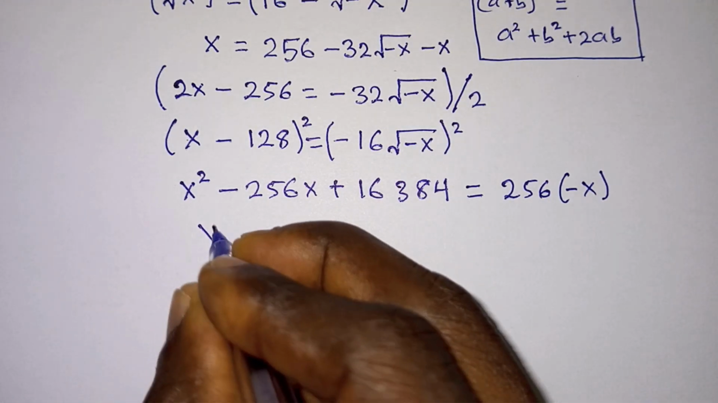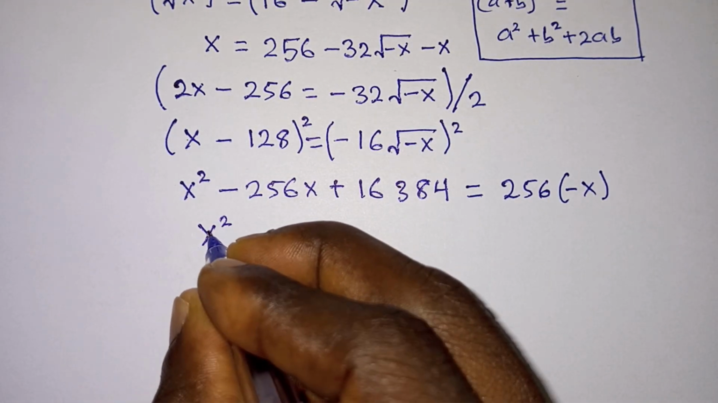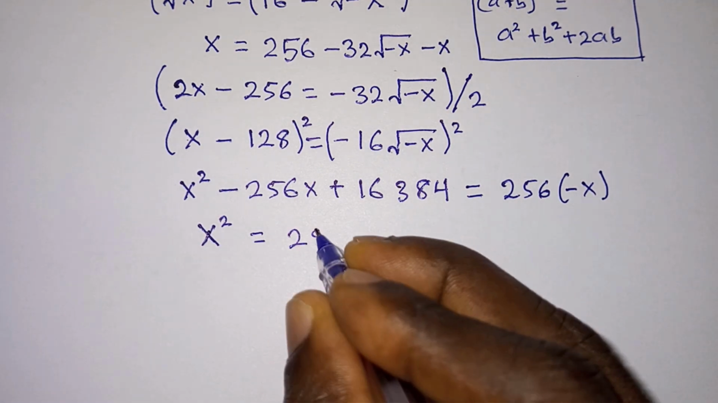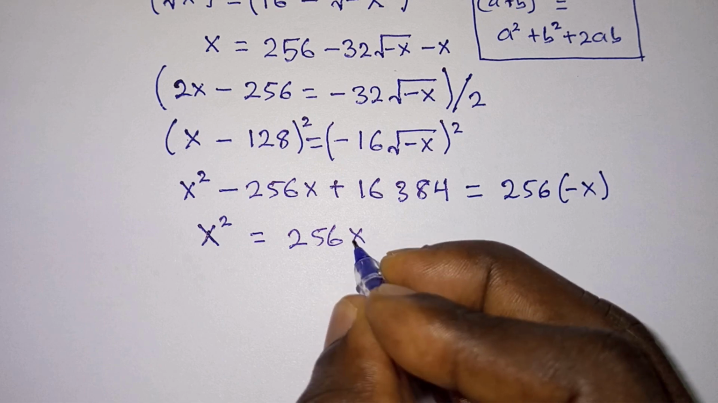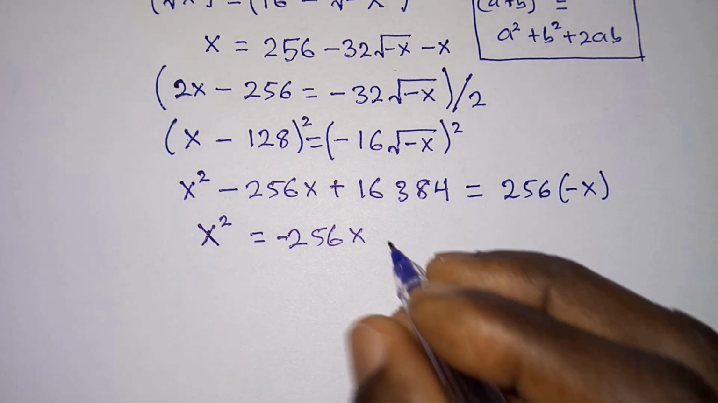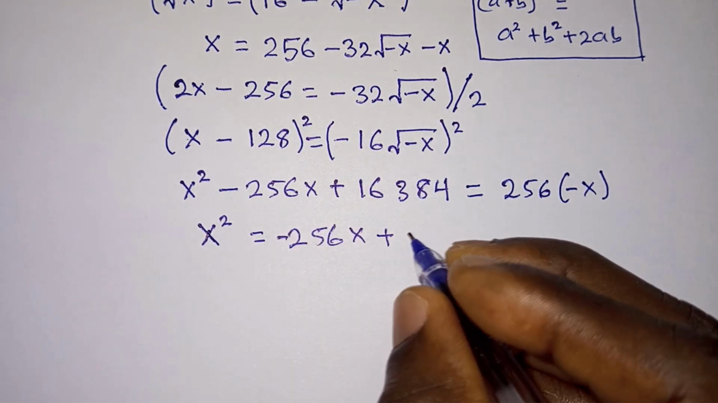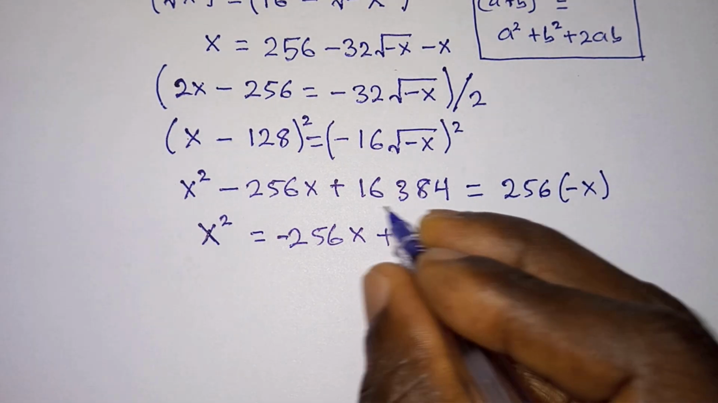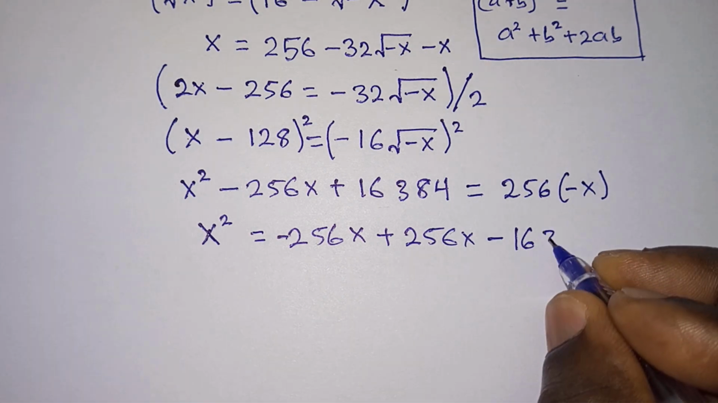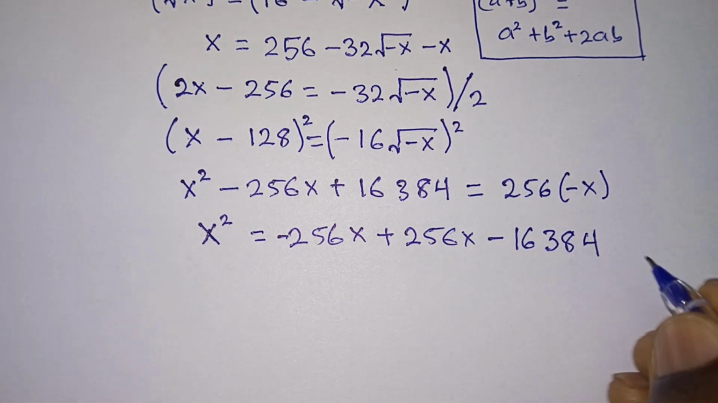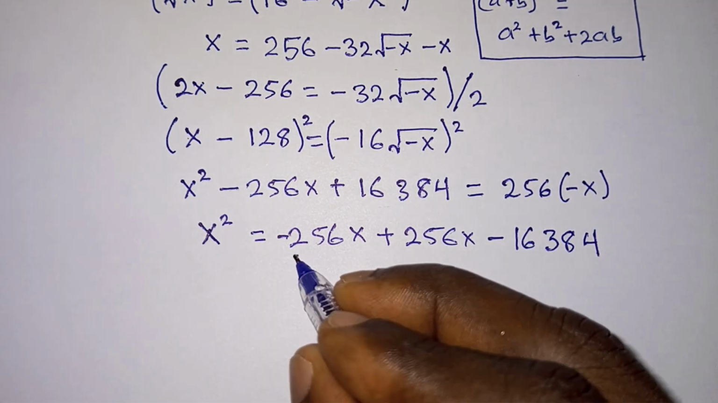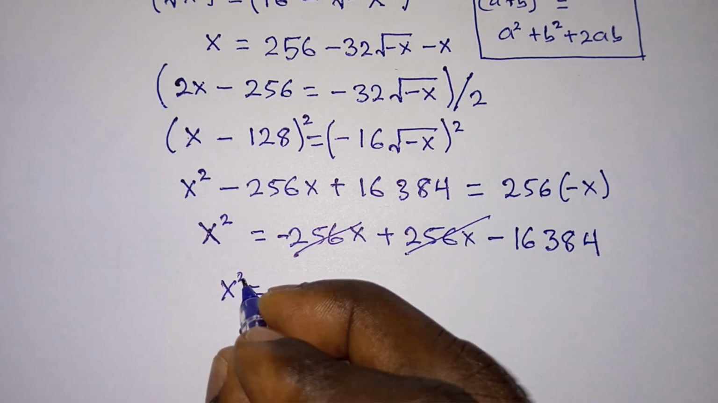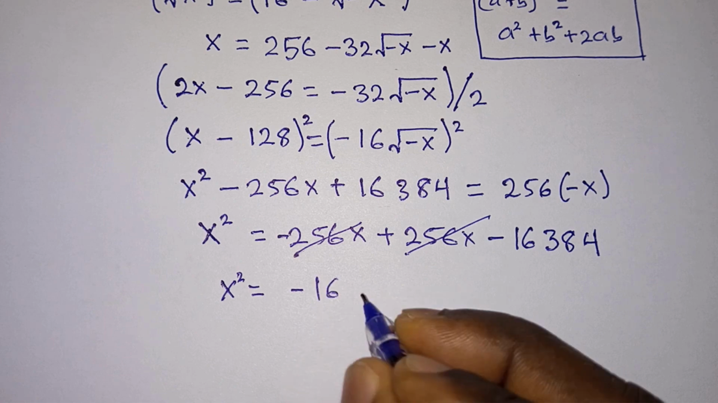Now let's keep x squared on the left hand side of the equation and then move everything else to the right. So we're going to have 256x, so it will be negative this one. Then plus this one, we're going to have 256x, then minus the whole of this one, which is 16384. Now we see that this negative 256x will cancel this one. We have x squared is equal to negative 16384.